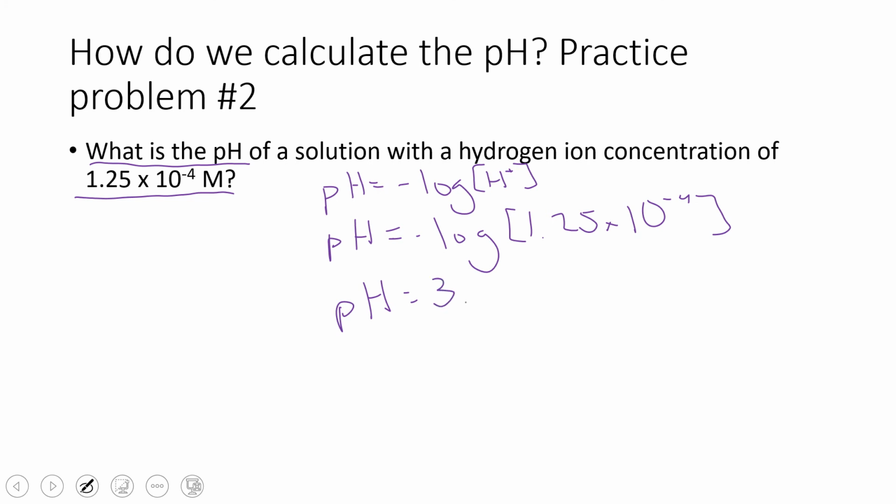Our pH is equal to 3.90, right? So the smaller the concentration of our hydrogen ion, the higher the pH value is going to be.